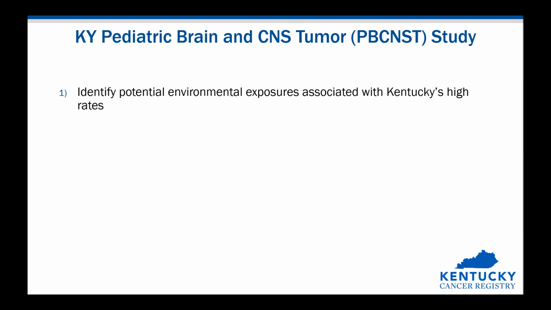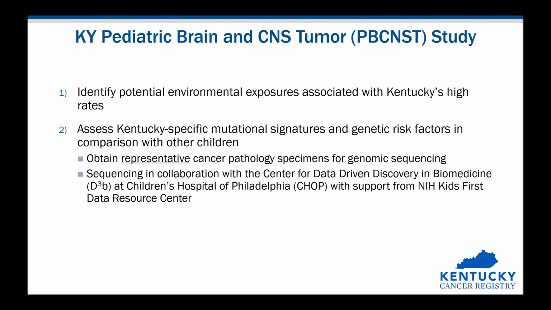For our first study, of course, we were interested to see whether there were environmental exposures that may explain some of the increased risk here. So that was the first aim of our study, to take a look at potential environmental exposures. Importantly, we also wanted to take a look at the mutational signatures of these brain tumors in Kentucky children, and to look at genetic risk factors, and to be able to compare Kentucky children with other kids who were diagnosed with similar tumors in other parts of the country.